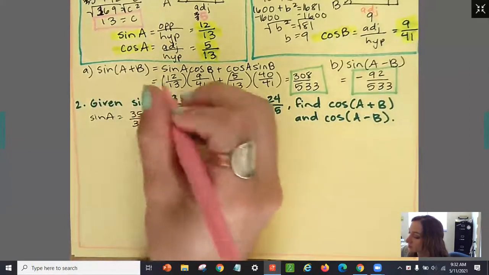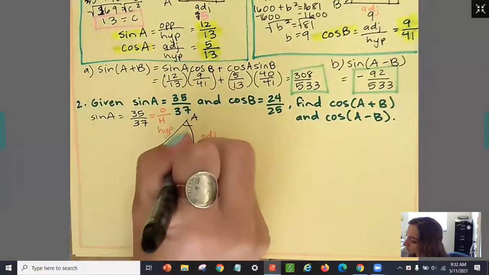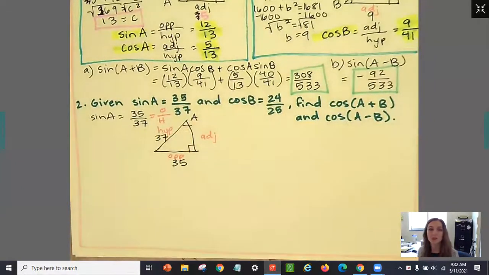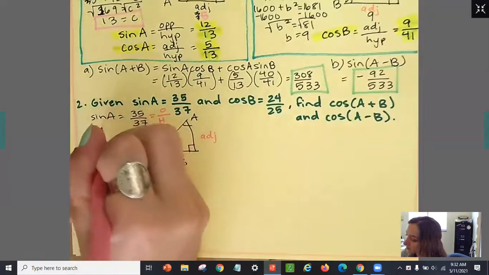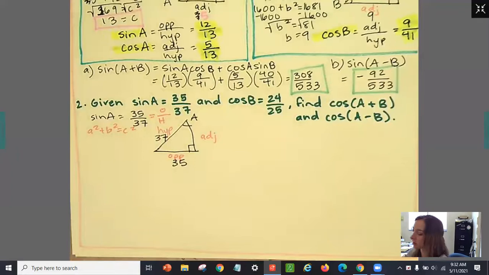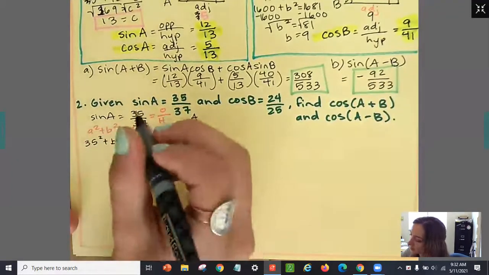So since we're working with sine here, we're working with the opposite over the hypotenuse. So our opposite side is 35, and our hypotenuse is 37. Okay, so the reason we're doing this is because we do need cosine of A in order to figure out this problem. So cosine is using the adjacent side. We are going to have to solve for the adjacent side by doing A squared plus B squared equals C squared. Remember, the C is the hypotenuse, so let's do our A, 35. We're finding B, and our C is 37.